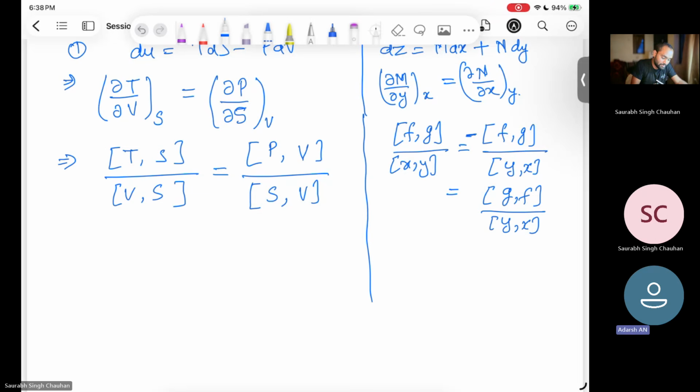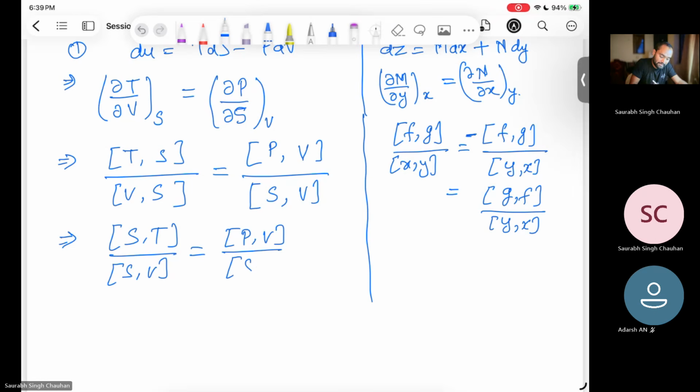Because of the determinant, it will come like that. So t comma s, or let us change the sign, I mean s comma t and s comma v. The first term we have just changed the order of both numerator and denominator. Then p comma v and s comma v.